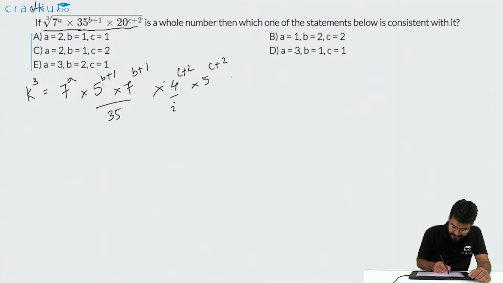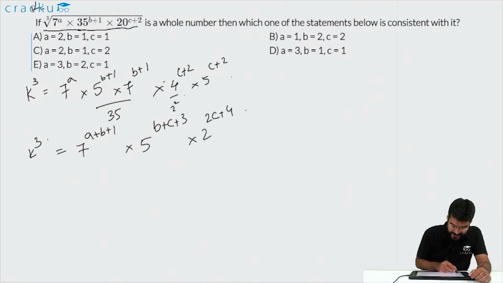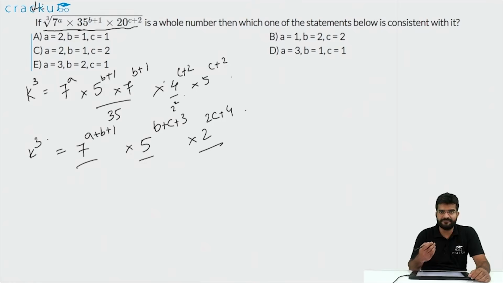4 is again 2 square. So if you simplify this and segregate all the prime factors together, you will understand that k cube is equal to 7 to the power a plus b plus 1 into 5 to the power b plus c plus 3 into 2 to the power 2c plus 4. This is k cube, and for k to be a whole number, each of these prime factors should have a power which is a multiple of 3.